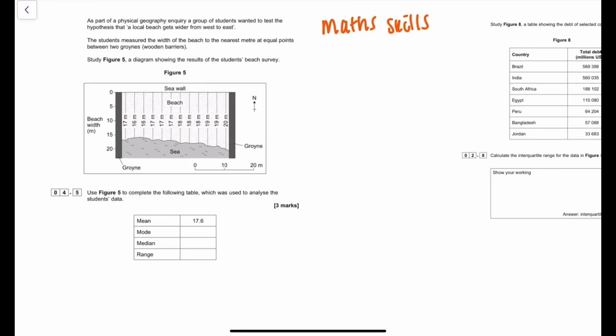This video is all about the math skills you need for your GCSE geography. Now we're first going to have a look at this question. It says to complete the following table. Now if you have a look at mean, it's been done for us, but if you need to do this, you need to add them all up and divide by how many.